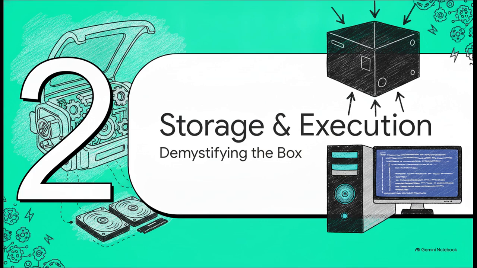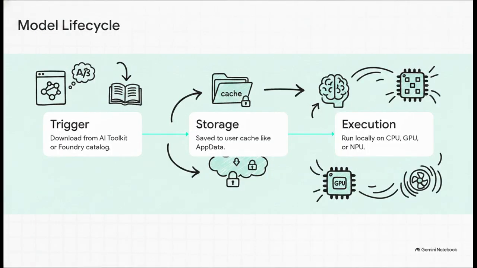Moving on to Section 2, Storage and Execution Basics. Let's demystify the black box. Okay, it's time to lift the hood and see exactly where these models live. It's actually a beautifully simple 3-step process. First up is the trigger. You just select a model from catalogs like the AI Toolkit or Microsoft Foundry Toolkit right inside VS Code and hit download. Second is storage. And no, these aren't hidden in some obscure system file. They're saved securely to your user profile directory, typically in cache folders under app data or a local dot folder.